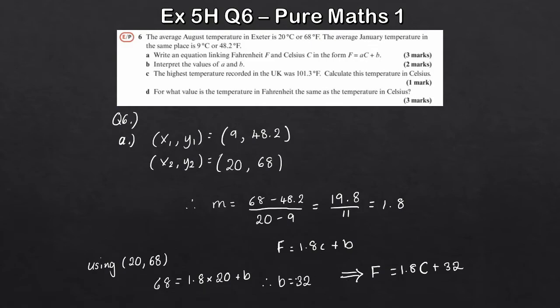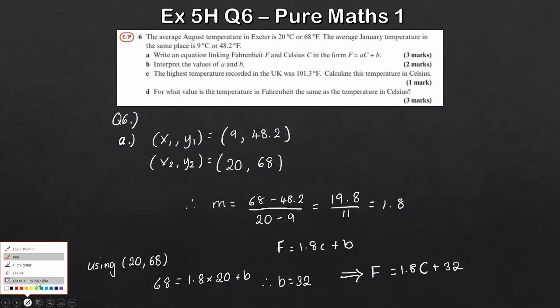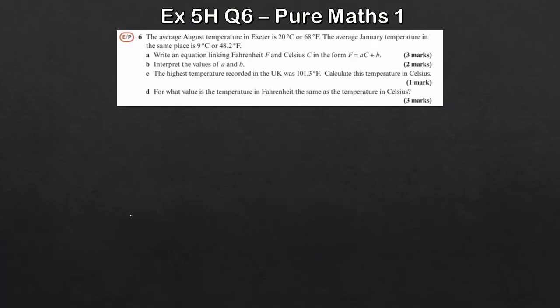So part B just asks us to interpret the values of A and B. To be able to interpret these values, you need to consider the question in context. So what have we got here? Well, we're talking about temperatures, and we're comparing between degrees Celsius and degrees Fahrenheit. And we need to understand how this straight line equation works.